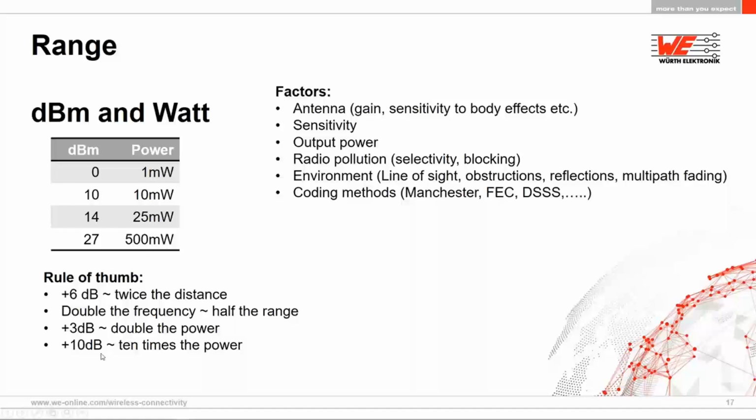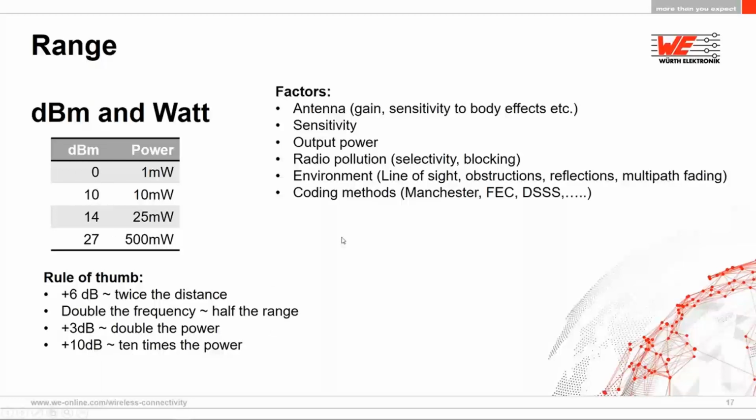Now, as a rule of thumb, there's some lovely little rules here. Gain of 6 dBi is twice the distance, double the frequency is half the range or distance. And so on. 3 dB is roughly double the power, and 10 dBm, 10 times the power. Now you can do some calculations using these.